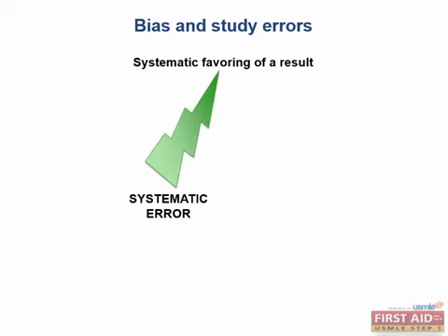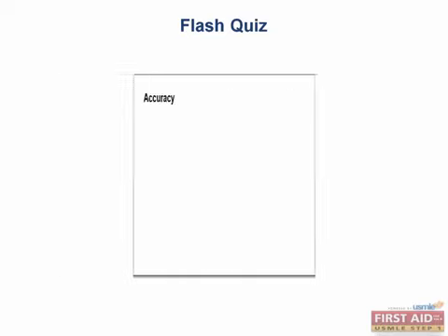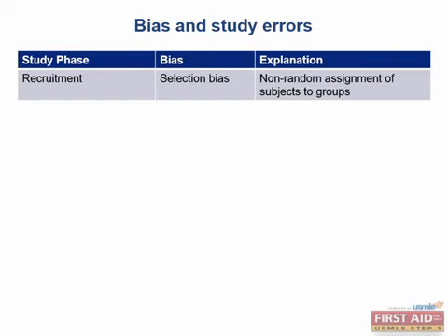Let's review this with a quick flash quiz. Do you recall what systematic error reduces? Systematic errors reduce the accuracy of a study. So let's start with bias that can occur when recruiting participants for your study. Selection bias is the non-random assignment of subjects to the study groups. For example, selection bias occurs if only hospitalized patients are used as a control group or if patients themselves decide which group to enter into.